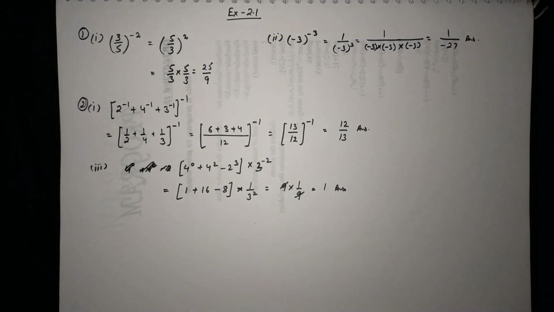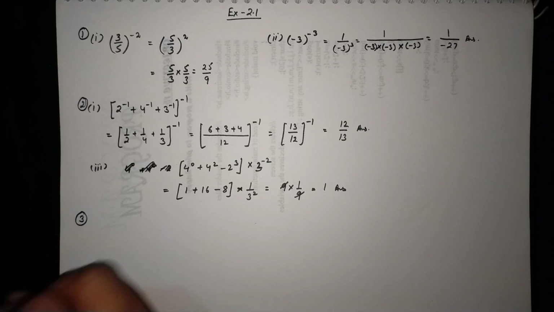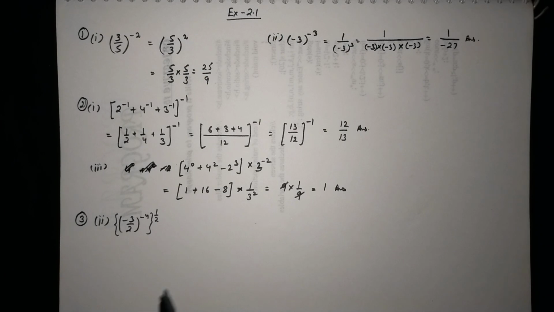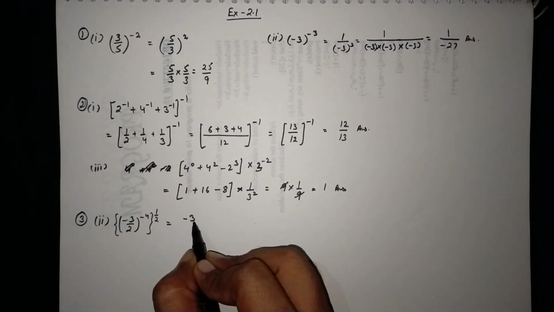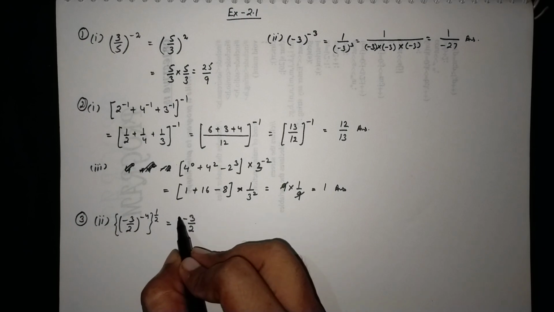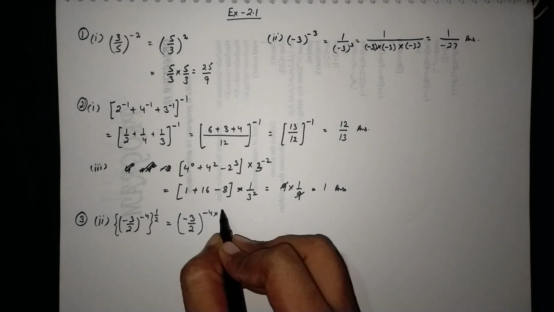Now in the third question, we have to find the multiplicative inverse of the following numbers. The multiplicative inverse of the numbers means, first of all you have to solve it, and then you have to make the reciprocal of that number. Let's see the second part of this one. Here we go for the second part, and now this will be minus 3 upon 2 whole to the power minus 4 into 1 upon 2.